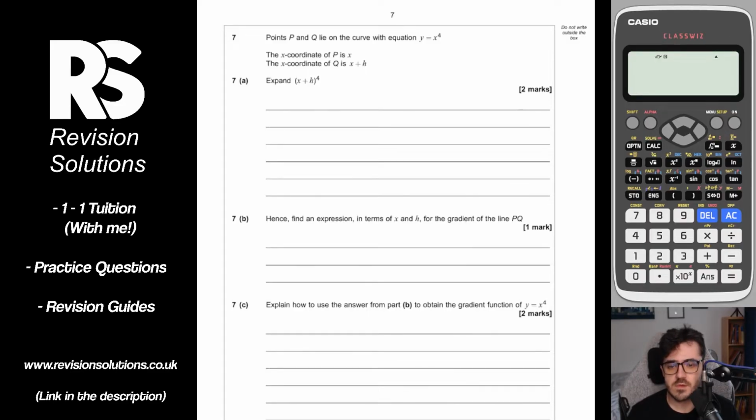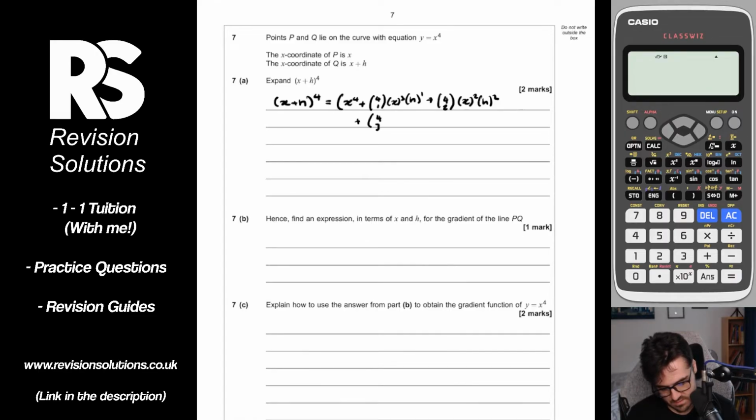So I'm going to do that with the binomial expansion. So (x plus h) to the 4, starting off just by writing out the formula, that would be x to the 4 plus 4 choose 1, x cubed, h to the 1, plus 4 choose 2, x squared times h squared, plus 4 choose 3 times x to the power of 1, h cubed, plus the final term, just plus h to the 4.